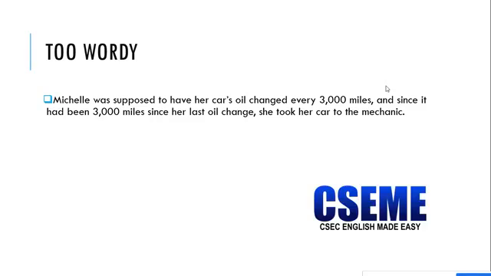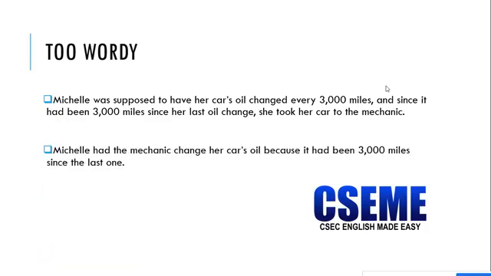That's the major idea. So when we talk about too wordy, it means that we're just using too many unnecessary words to express an idea, and we don't need to, right? So if we know what we want to say, we can say that Michelle had the mechanic change her car's oil because it had been 3,000 miles since the last. And we look at the difference between what was stated before and what is actually stated, and we realize that too many words are being used.